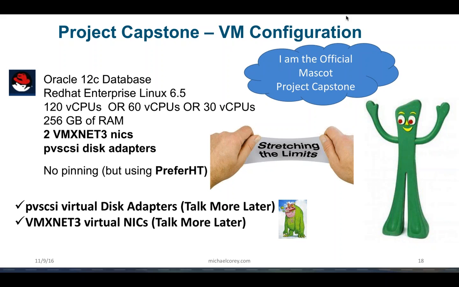So a couple of things. For Project Capstone, they used an Oracle 12c database. They used Linux. I know you're a SQL Server gang, but I just wanted to say what they used for the benchmarks. What's really interesting is that they used 2 VMXNET3 NICs, and they used a Paravirtual SCSI disk adapter, which I am going to talk about more later. And they used this thing called Preferred HT, and I am going to talk about that a little later. I'm not telling you to go run out and use Preferred HT. What I'm telling you is this is what they did for purposes of the benchmark.